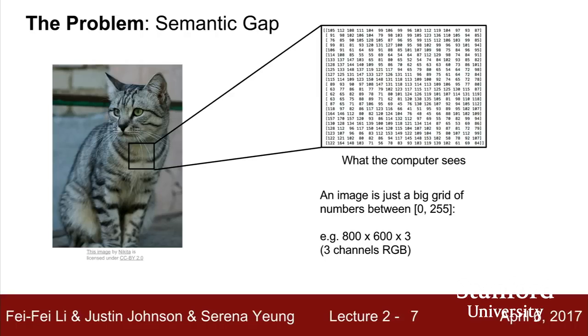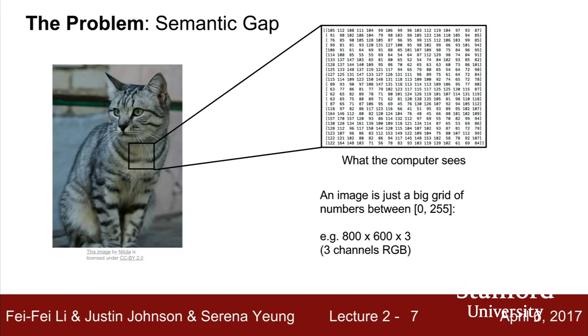The image might be something like 800 by 600 pixels, and each pixel is represented by 3 numbers, giving the red, green, and blue values for that pixel. So to the computer, this is just a gigantic grid of numbers, and it's very difficult to distill the catness out of this giant array of very many different numbers.